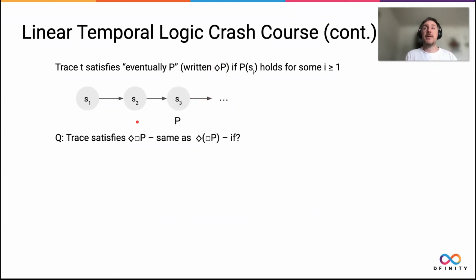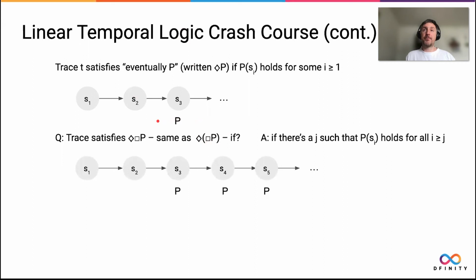Now you can also say that trace satisfies diamond box P. So you can parse this this way. I'll give you a few seconds to think about it maybe. So like, what would this be? Okay, so the answer is basically, this is eventually always. So it means that there is some point in the trace where P starts holding and then it always holds after that. Okay, and similarly, you can flip it around and have box diamond.